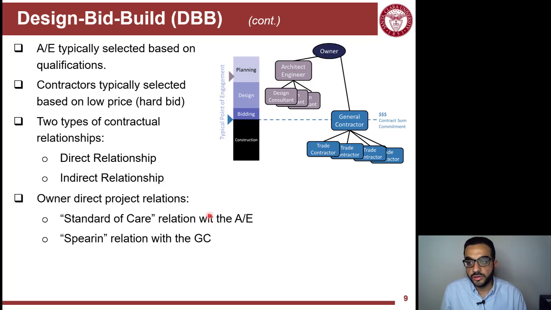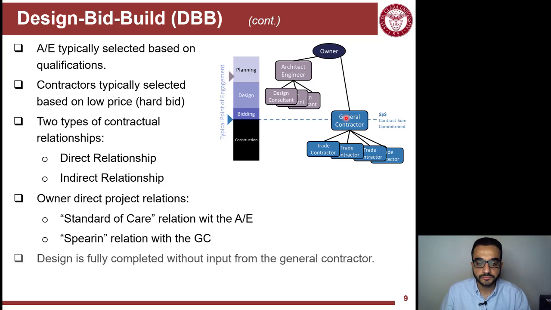And then the owner has a Spearin relation with the GC in design-bid-build. The owner takes the design documents and gives them to the bidders, so he's handing over a lot of information, which means that there comes a lot of liability, Spearin liability, to the owner. So design here is fully complete without input from the GC. You can see here all of the design is completed, packaged in a bid package, and you get quotes for that.